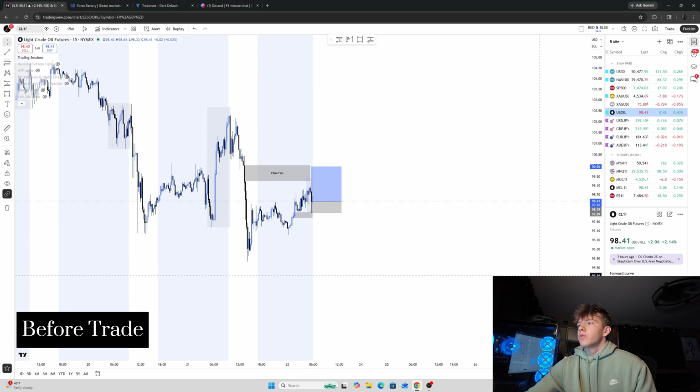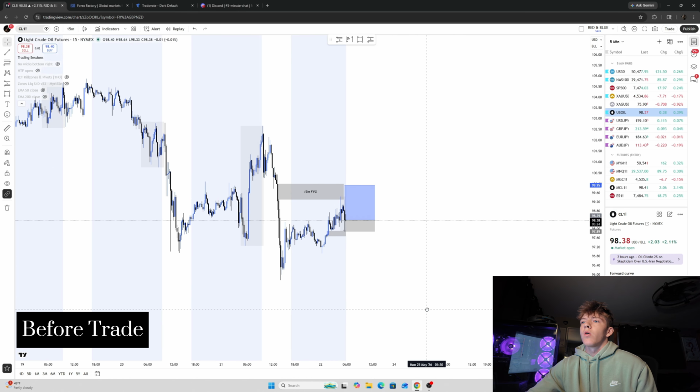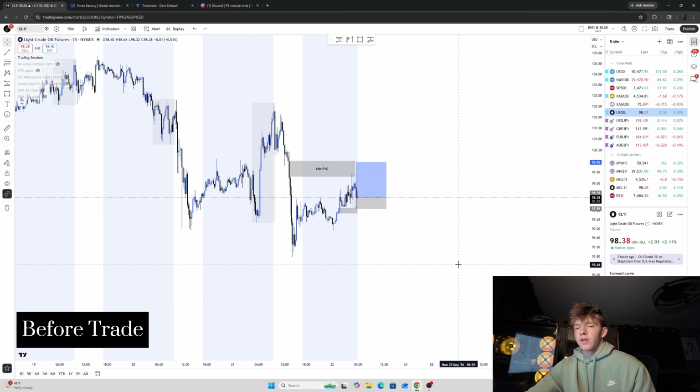So I always say, what's the theory behind your trades? Well, what would be the theory behind this trade? Why would you be longing here? What would you be betting on price doing?